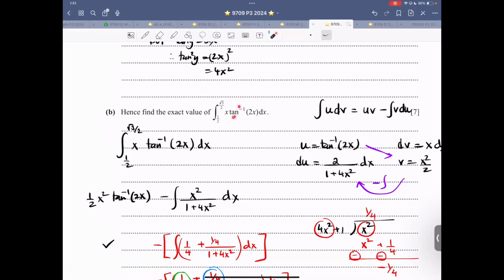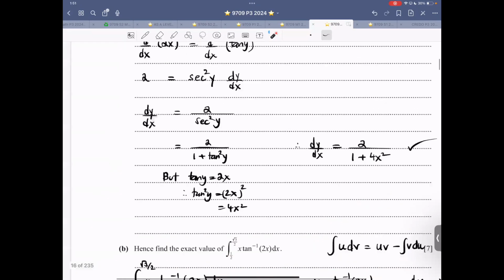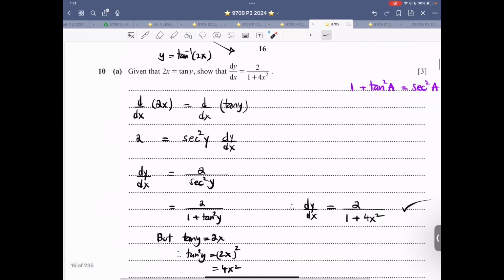They have tan inverse 2x. Now, do you see anything on this page? Where is tan inverse 2x? The very first line. On top of that, if 2x is tangent y, what is y equals to? Tan inverse 2x. That means we know the derivative of this. So therefore, this time we will take u to be the trig function.